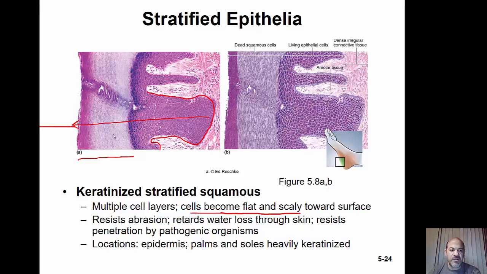So these cells here on the outermost section are going to be very strong dead cells that are just filled with a protein called keratin, which is where it gets the name keratinized. And so these are going to be resistant to abrasion. It helps prevent water loss through the skin and resists invasion by pathogenic organisms or disease-causing organisms. So the location would be the epidermis. The palms and soles of heavily keratinized feet is where this particular picture comes from.